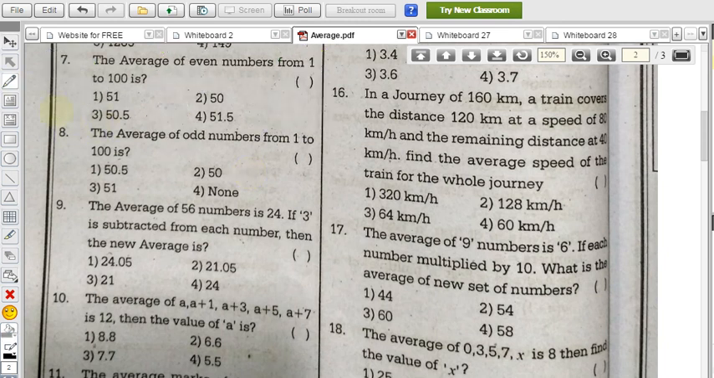Similarly, see this eighth one also. The average of odd numbers from 1 to 100. So, odd numbers from 1 to 100: 1 plus, the first odd number is 1, and before 100, the odd number is 99. By 2, 100 by 2 is equal to 50. So, 50 is the answer.